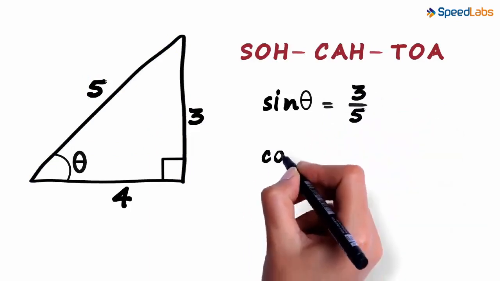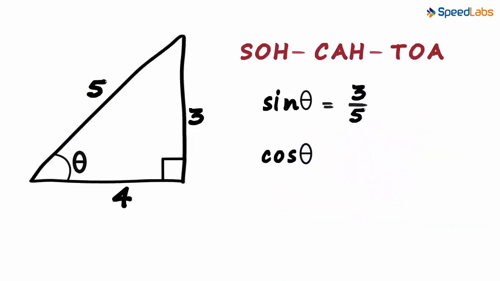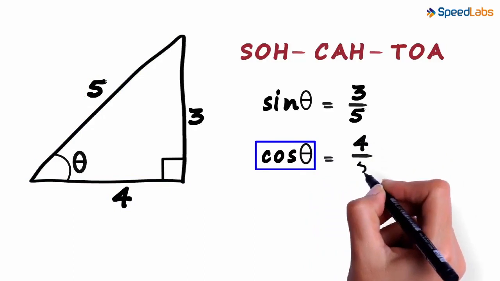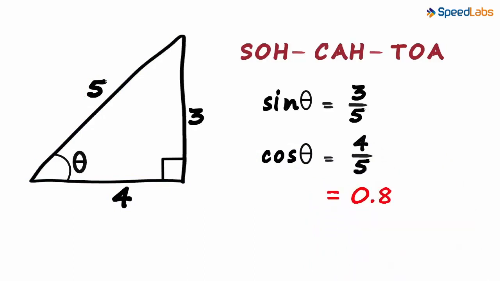Now let's try to find cos theta. See the code, it says CAH. A and H stand for adjacent and hypotenuse. So cos theta is adjacent by hypotenuse. The side adjacent to theta is 4 units long and the hypotenuse is 5 units long. So cos theta equals 4 by 5, which is 0.8 approximately.